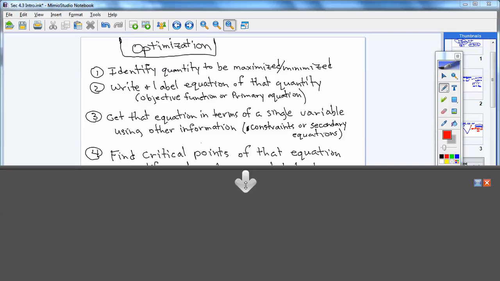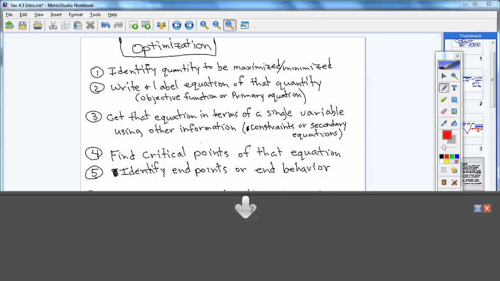Okay, step 4. Once we're done with step 3, the rest of it's just like what we know how to do. This is what we've already done with global max and min, right? Find the critical points. That means see where the derivative is 0, see where the derivative is undefined. Identify the endpoints. Maybe you'd already done that, or maybe you do it down here.